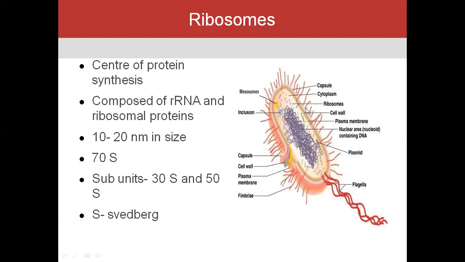Next, ribosomes. In this picture, you can see the ribosomes. Ribosomes are the centers of protein synthesis. They are made up of ribosomal RNA and ribosomal proteins. They are 10 to 20 nanometer in size, and generally 70S ribosomes are present in bacteria. The 70S has two subunits, the 30S subunit and the 50S subunit. S stands for Svedberg unit.